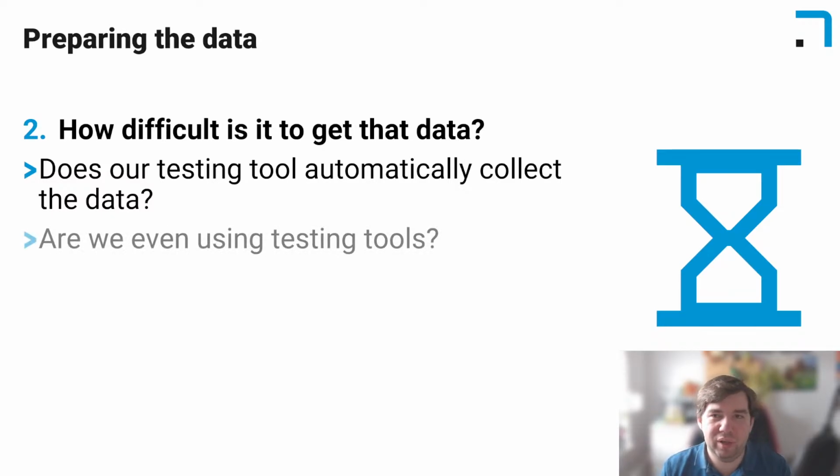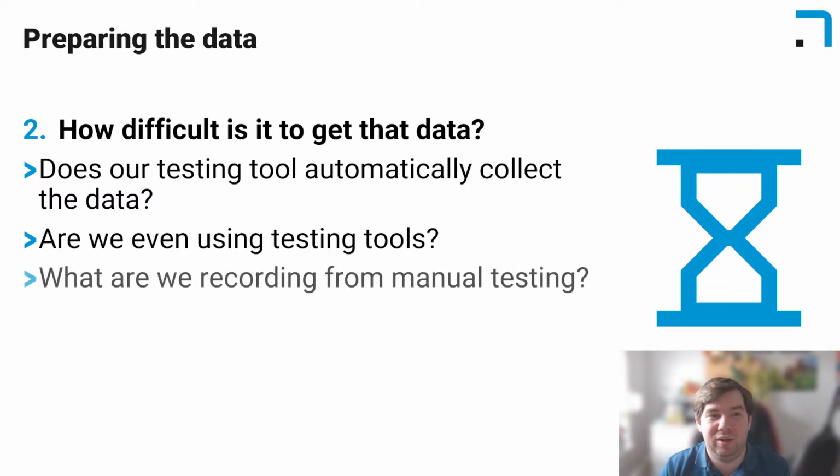And the important question as well: are we even using testing tools to begin with? Because if we're not using formalized testing tools that may create this data, then where's the data coming from? How can we get it ourselves? Do we have to use other tools and metrics to collect this data as we run our tests? Maybe. And speaking of recording data, what are we recording from manual testing? Automated tests will record a lot of information themselves, sure. But for manual testing, we need to keep track of everything ourselves. How do we do that? And how do we get that data in a usable format?